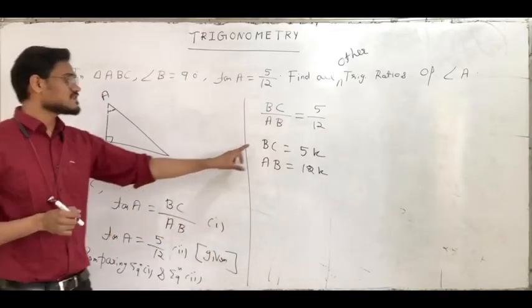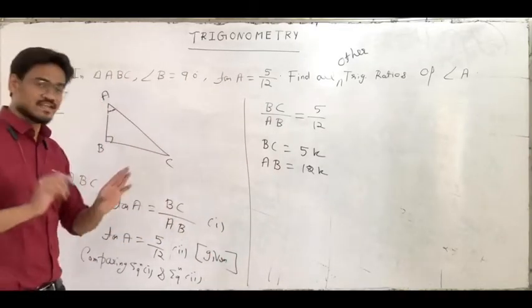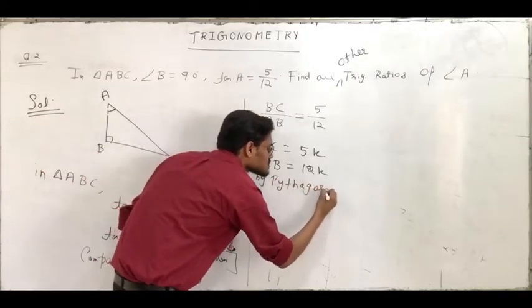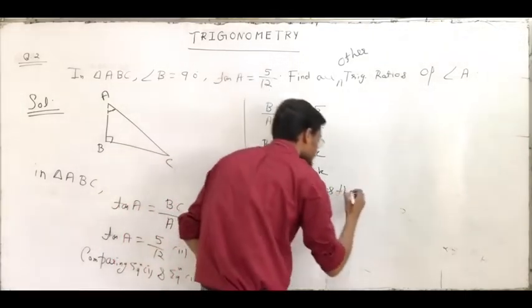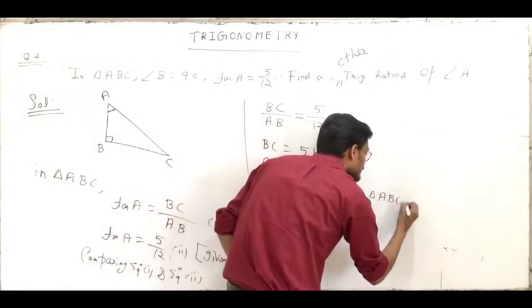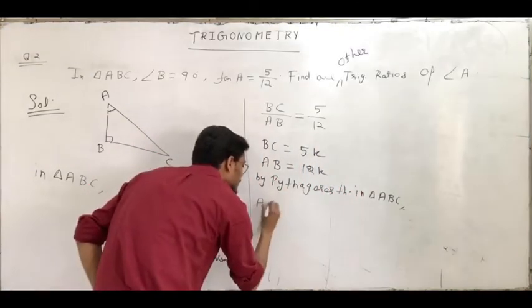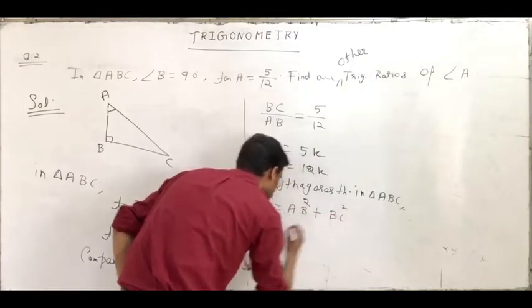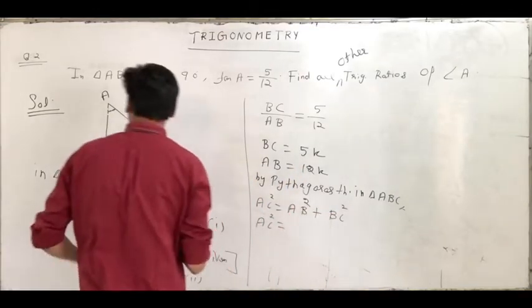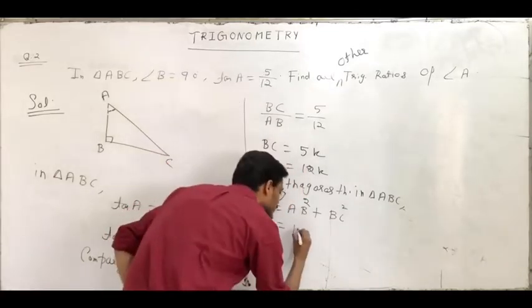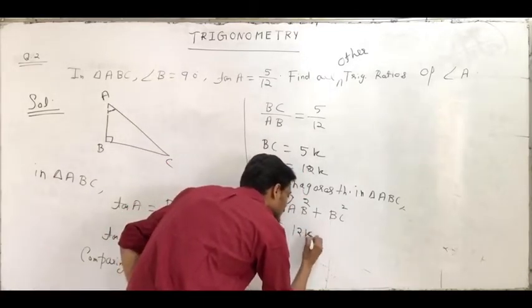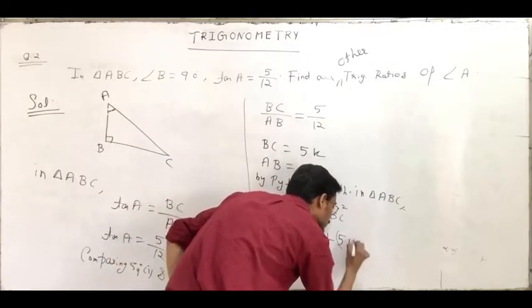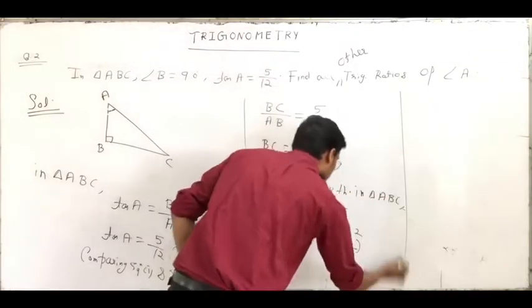Now with the help of BC and AB, I can calculate AC very easily. By Pythagoras theorem in triangle ABC, let us calculate AC first. So AC square is equal to AB square plus BC square. Clear? Now if I put the value of AB, it's 12K whole square, and BC, 5K whole square. No problem? Okay.